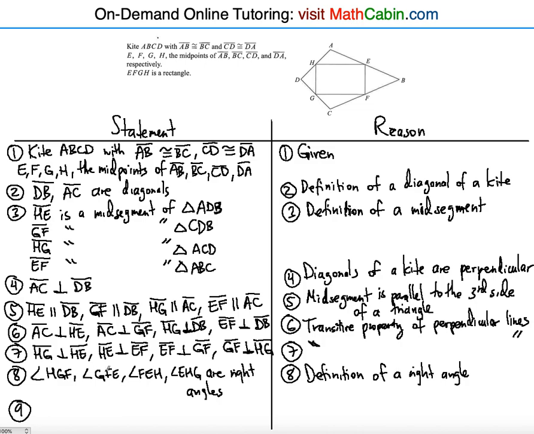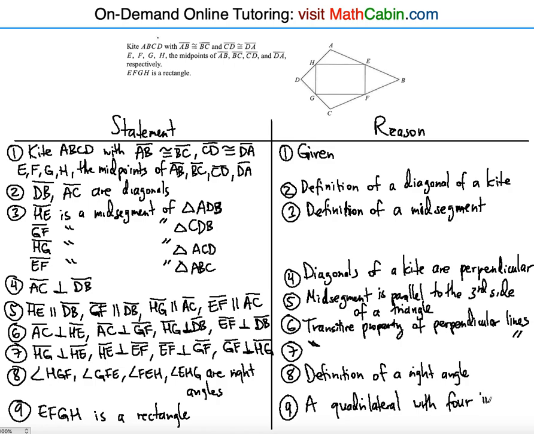So now that we showed that all these four interior angles are right angles, that's already enough to conclude that EFGH is a rectangle. And the simple reason for that is a quadrilateral with four interior right angles.